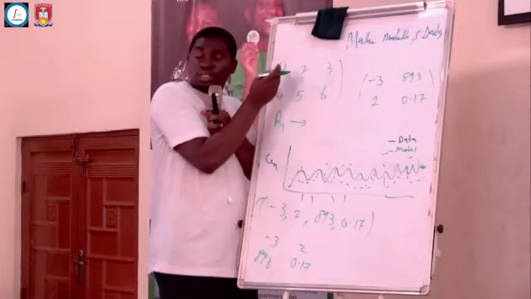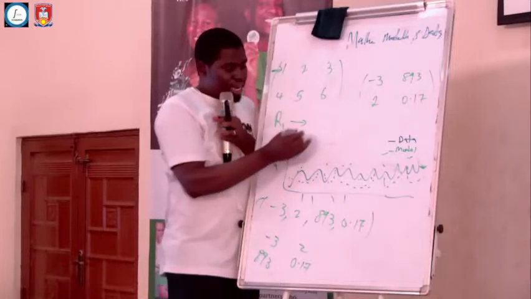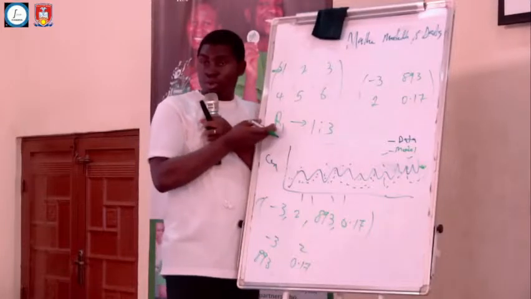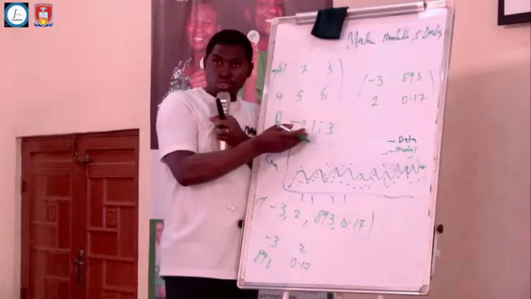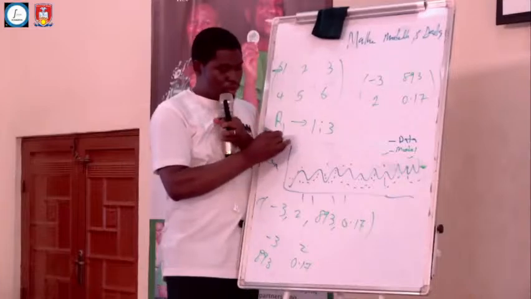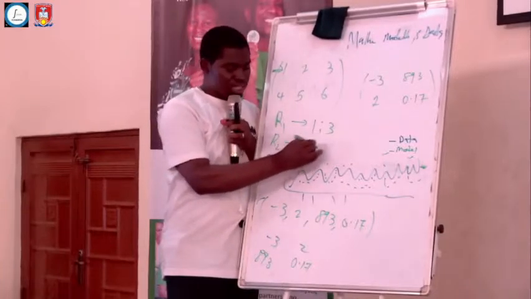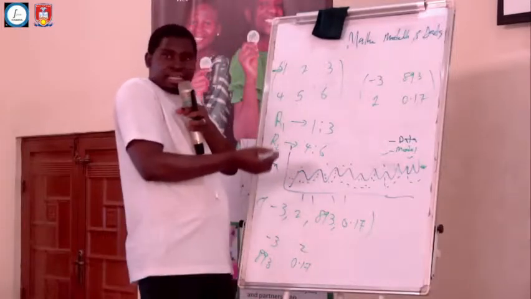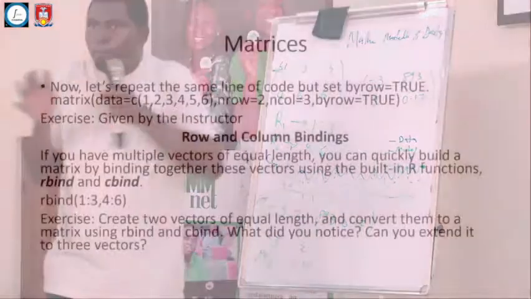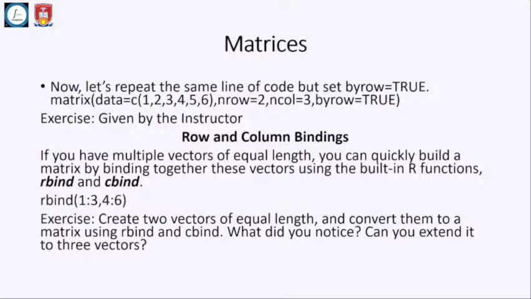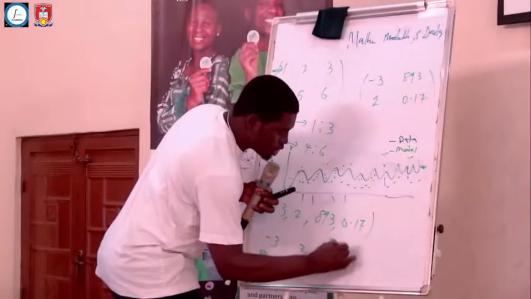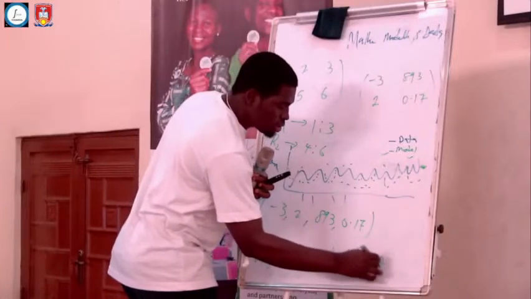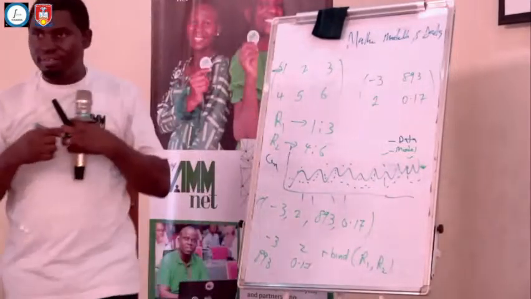For R1, I can use a sequence to create it, because it's number 1 to 3. So I can say R1 equals 1 to 3. We know what this will create for us: numbers 1 to 3. I can use R2 to be 4 to 6. It will create numbers 4 to 6. Then I can row bind them, that is, bind them row wise. So if I say rbind, that means it should row bind, right? Row 1, comma, row 2. Now do that and let's see what you have and run it.